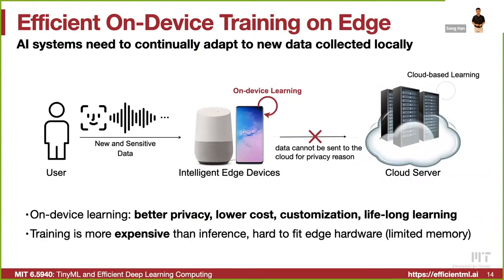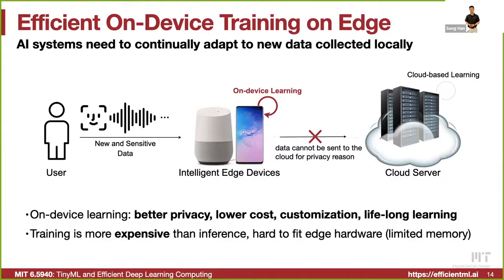Not only on-device inference, but we are also going to teach on-device training. AI systems need to continuously adapt to new data collected from the sensors. We want to process this new data locally on device so that we can have better privacy, lower cost, enable customization, and also enable lifelong learning. But training is much more expensive than inference. Why is that? We have to store the intermediate activations, calculate the gradients, and do the back propagation, etc.